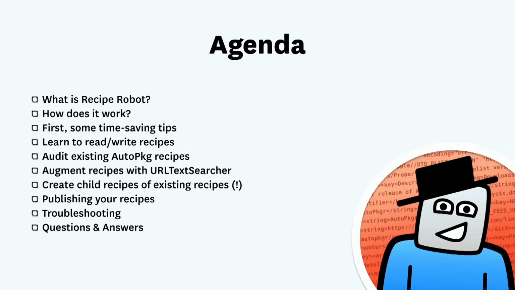We want to talk a little bit today about what Recipe Robot is, how it works, some ways that you can save time when you're using Recipe Robot, and then we'll get into some really good stuff. We're going to help use Recipe Robot to audit existing AutoPkg recipes. We're going to augment existing recipes with URL text searcher so that we can parse a download page for a download link. And we're even going to create child recipes using Recipe Robot that use existing recipes as parents, which is something that Recipe Robot doesn't do by default, but there's a little workaround that I'll show you.